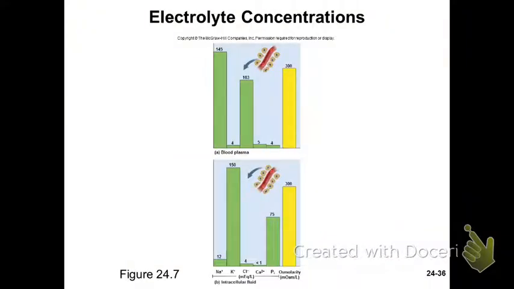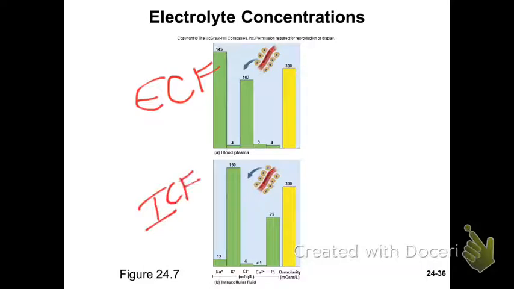So let's take a look at this. At the top, it's blood plasma. Well, remember that blood plasma is an extracellular fluid. So you could put up here extracellular. Okay, so this is extracellular, and this is intracellular. And what do we see? This very first column is sodium. So sodium is in great concentration in the extracellular fluid and is very little in the intracellular.